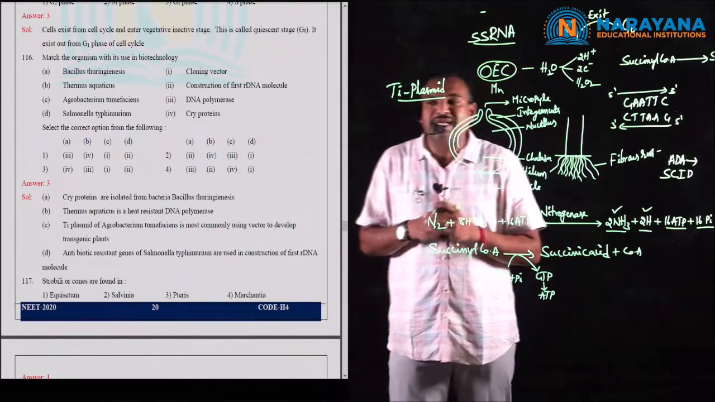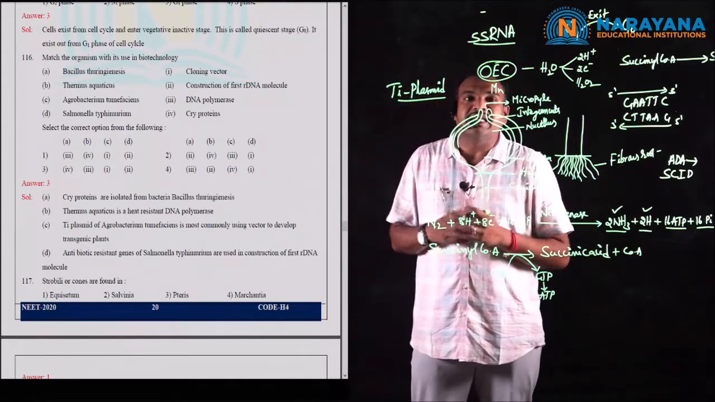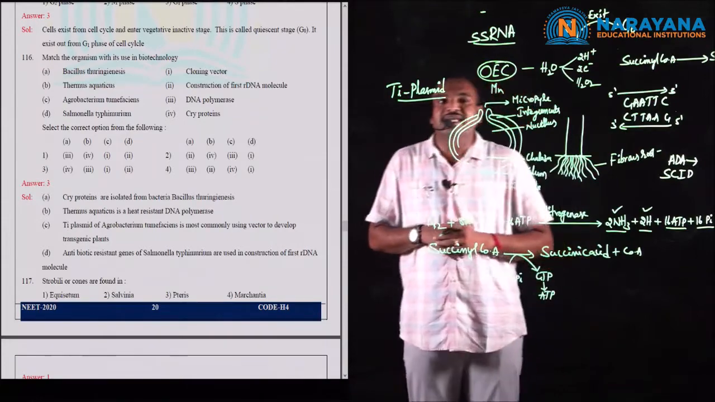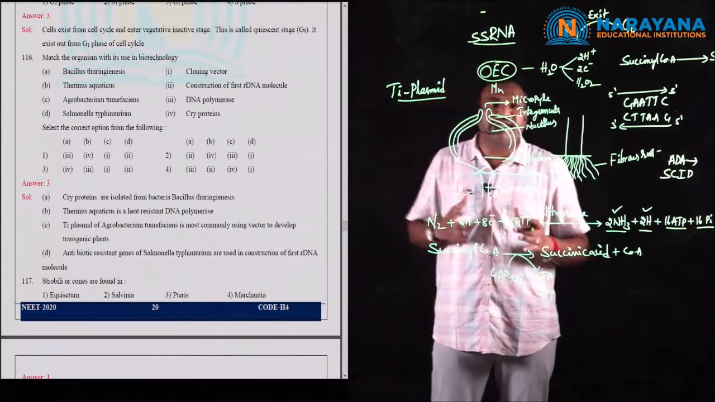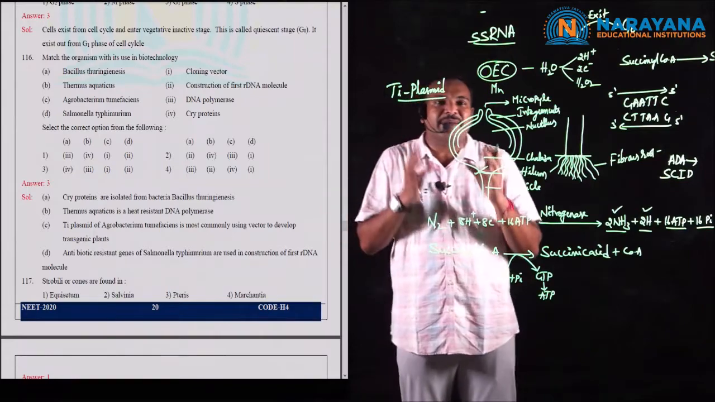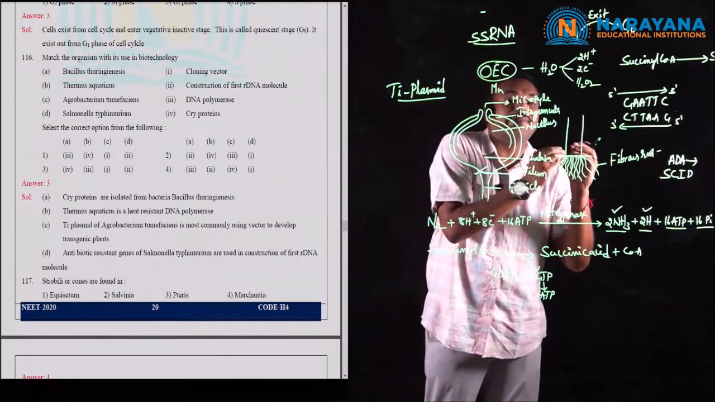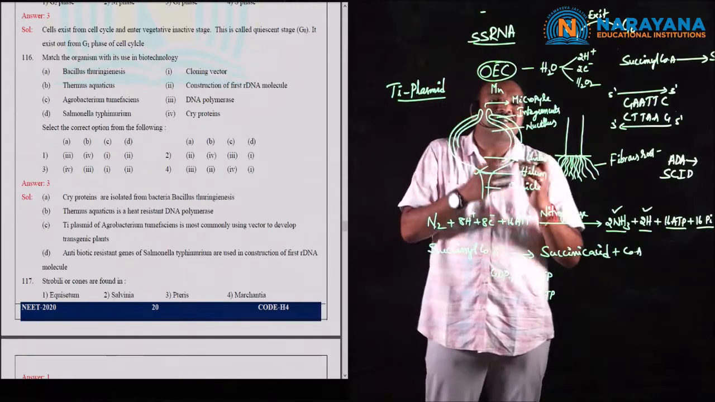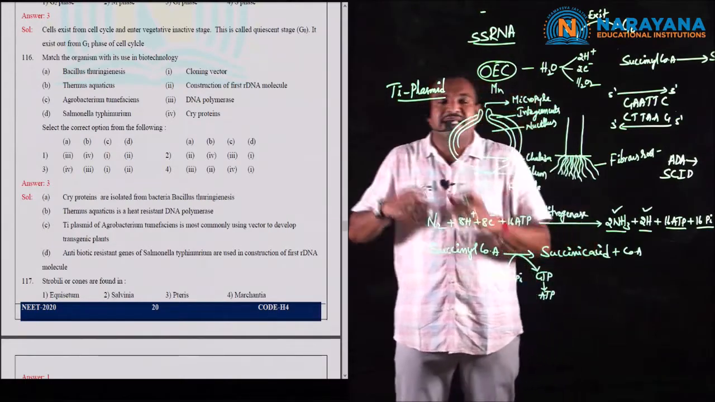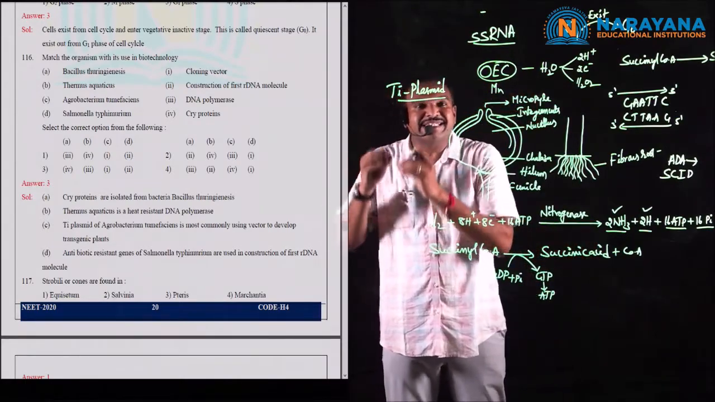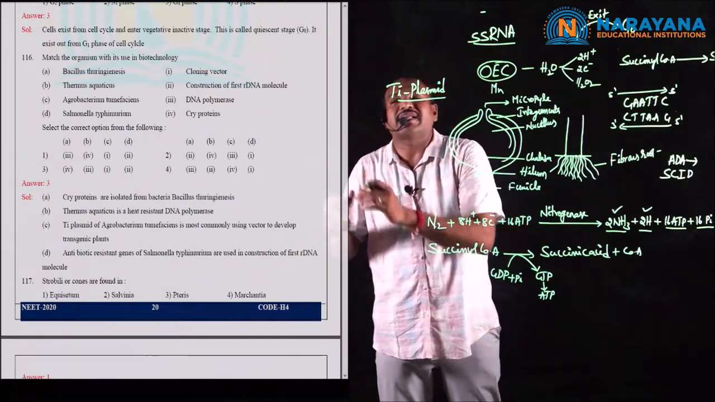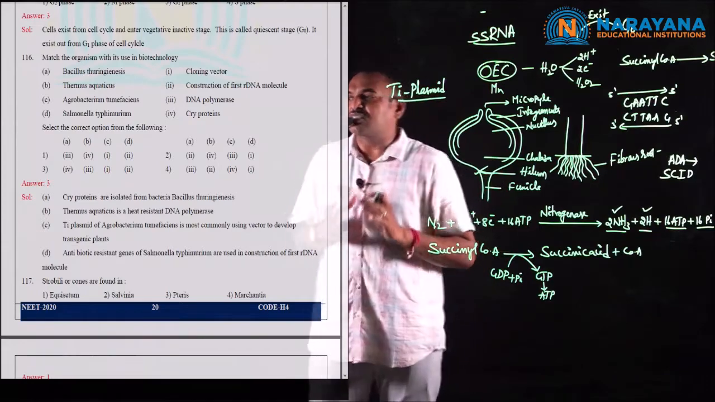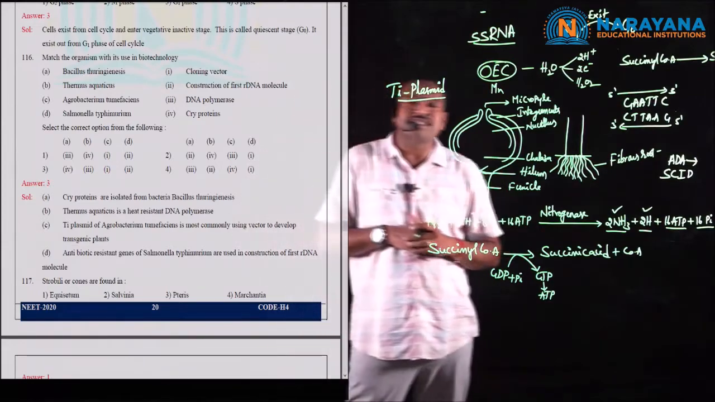Salmonella typhimurium is used in the construction of the first rDNA. The first rDNA was developed by Stanley Cohen and Herbert Boyer. They developed antibiotic-resistant E. coli bacteria. They isolated antibiotic-resistant genes from Salmonella typhimurium. That is why the right combination for question number 116 is the third option.